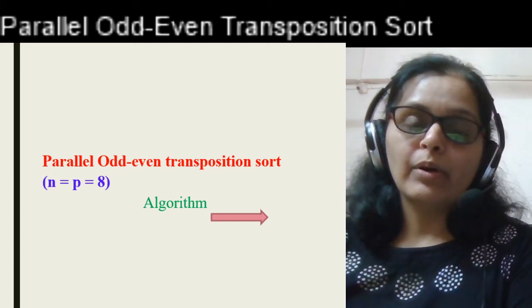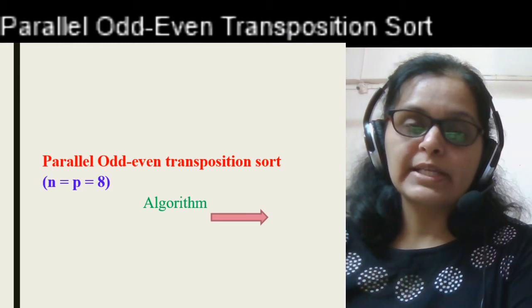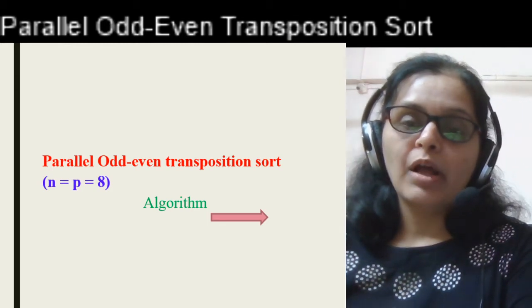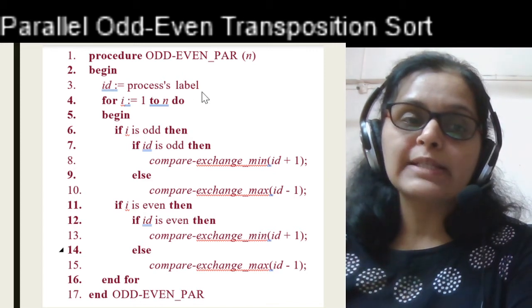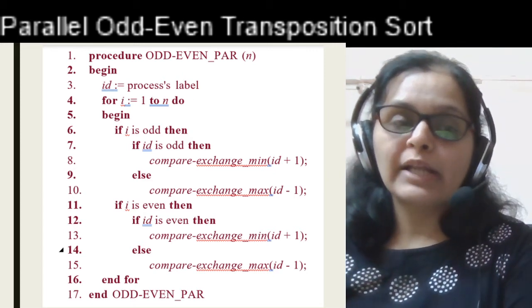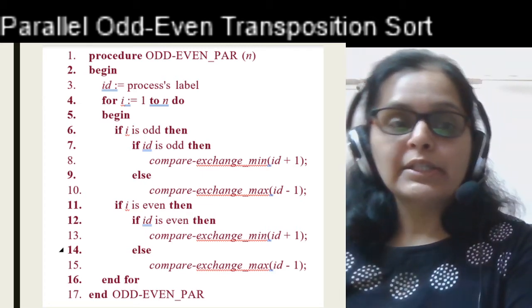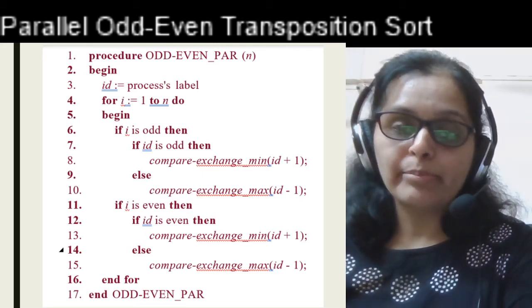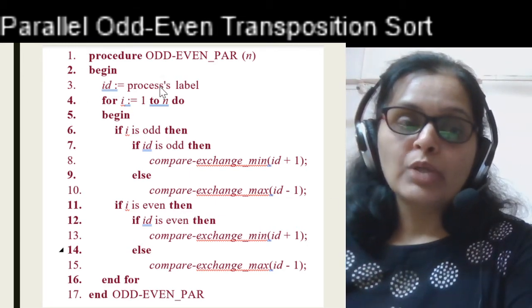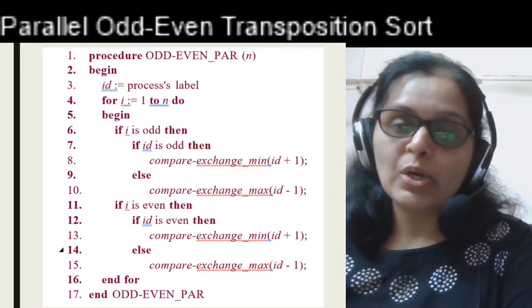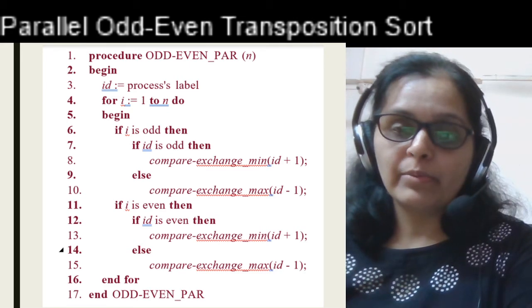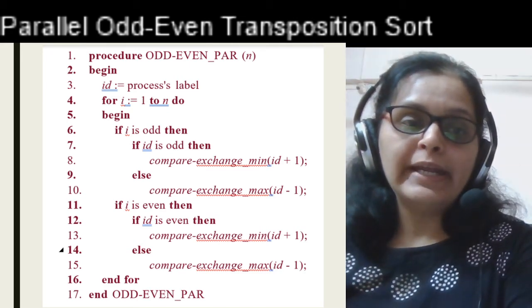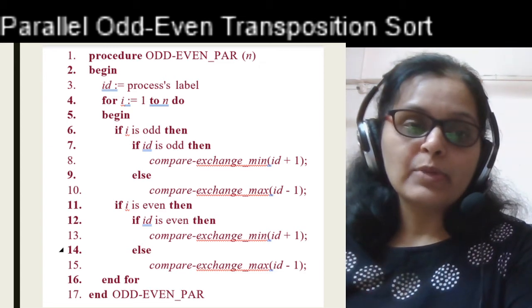Algorithm. Now, we will see the parallel odd even transposition sort algorithm. So, students, see here now, process label id is equal to process label. So now here processes are coming into the picture. Just try to compare it with serial odd even transposition sort also. So in case of serial odd even transposition sort, there are no processes. Why? Because only one PE or one processing element we were using. So now here id is nothing but the process id, that is the process label.